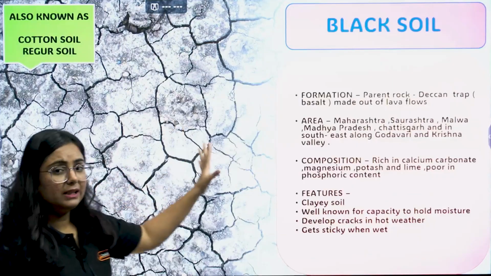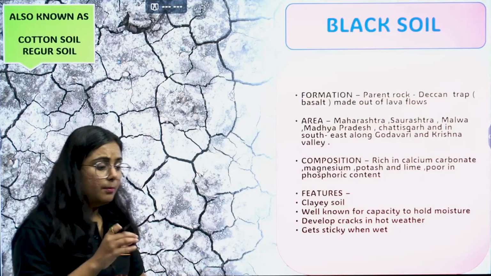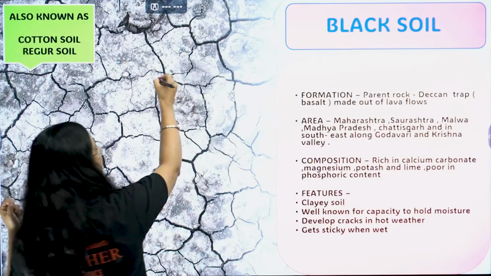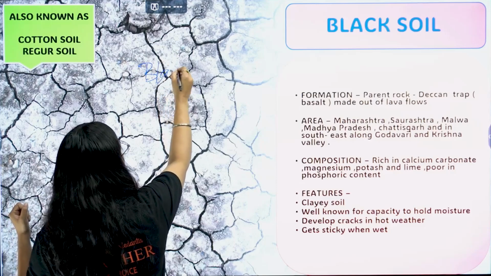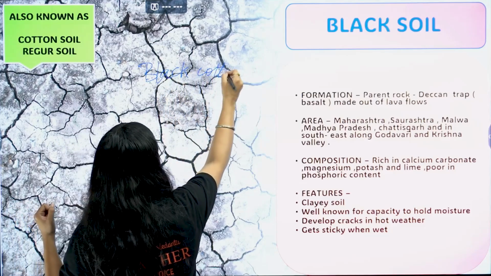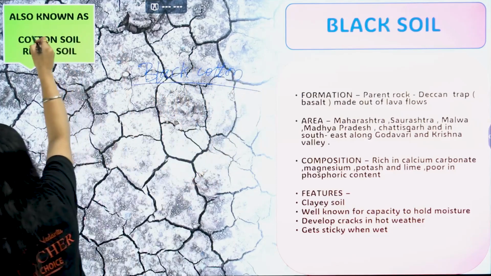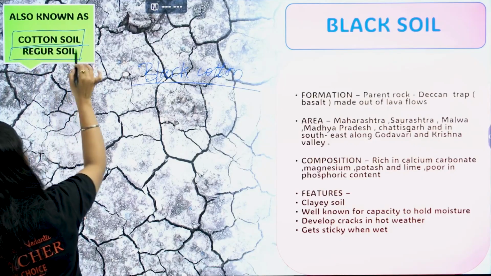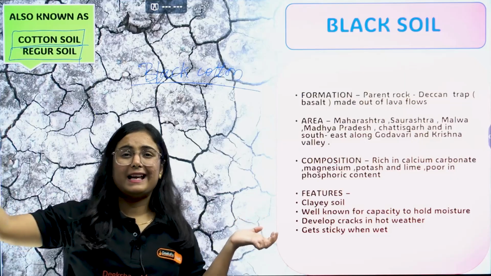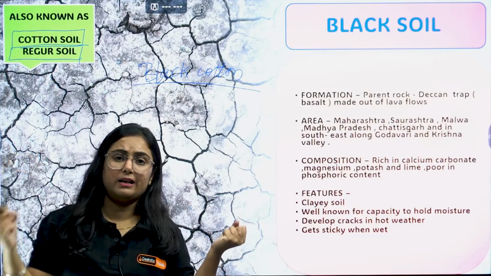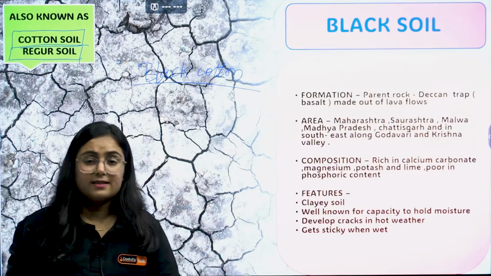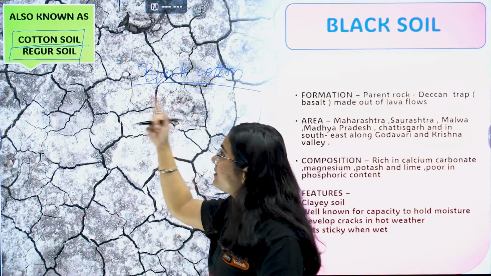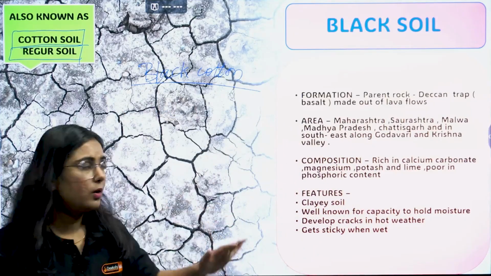Moving to the next one, that is black soil. Black soil is found majorly in parts of Maharashtra, and if you're not aware, it is also known as black cotton soil because cotton is grown extensively there. It is also known as Regar soil. Why Regar? In the Maharashtra region, in the Marathi language, that black color is referred to as Regar. So it is also known as Regar soil or black cotton soil.